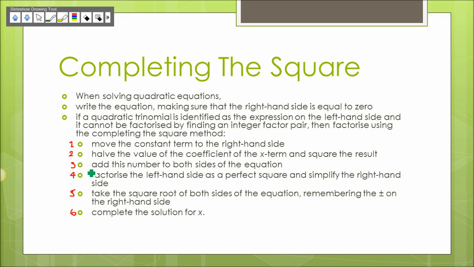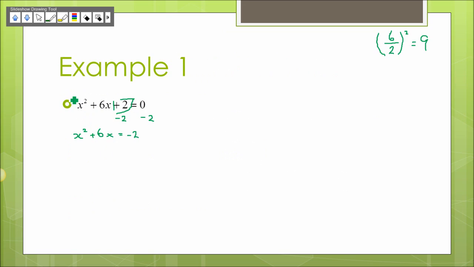So step number 3, add this number to both sides of the equation. Remember, add is the important word here. So we're going to add it to both sides. Now remember, if we do something to both sides of the equal sign, we're not changing the question as long as we do it to both sides. So that takes us to x squared plus 6x plus, oops, I said 6 and then wrote a 9. Alright, 6x plus 9 equals minus 2 plus 9.